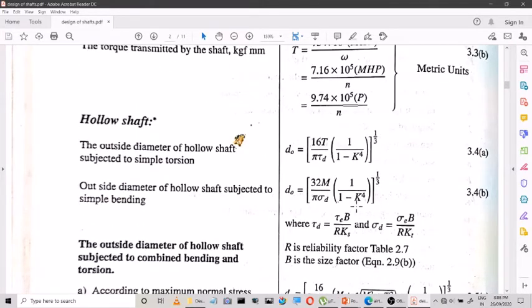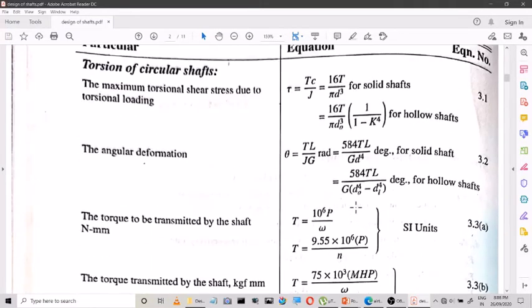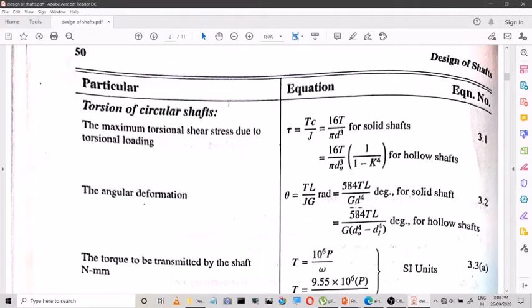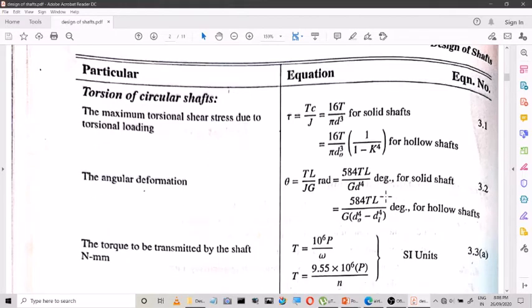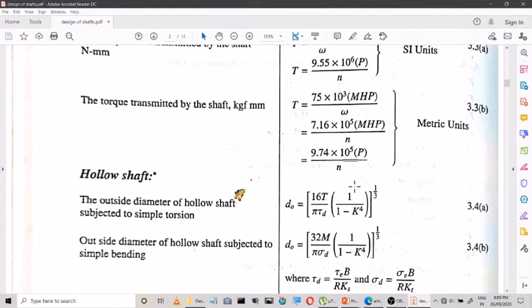Clear? Now, if you want to find the diameter of the solid shaft based on deflection, you can use this equation: 584 TL divided by G theta, to the power of 1 by 4, for a solid shaft. Theta has to be in terms of degrees. Then you can use this equation. Next.